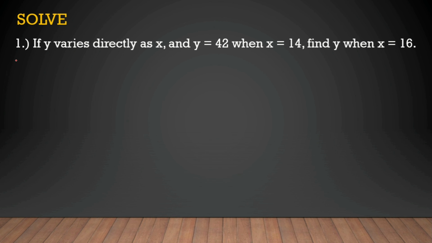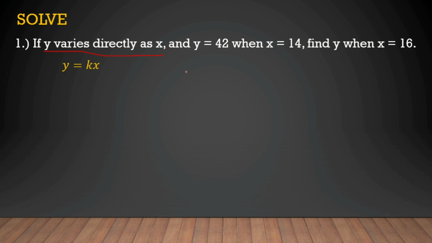Okay, next. Solve the following. So, number 1, if y varies directly as x, and y is equals to 42 when x is equals to 14. Find y when x is equals to 16. So, to solve this, ang unang gagawin nyo muna ay itatranslate muna yung statement na yan. Y varies directly as x. Ito yung magiging translation niya or yung formula.